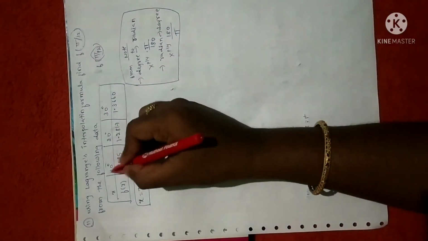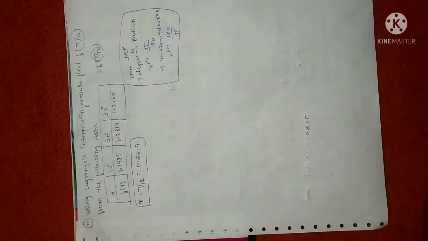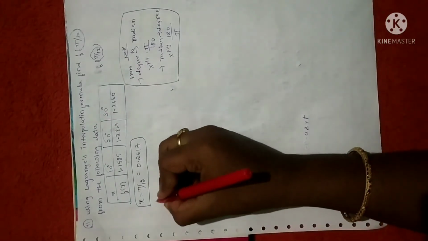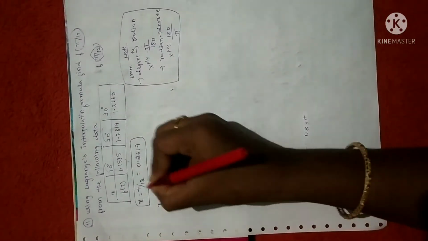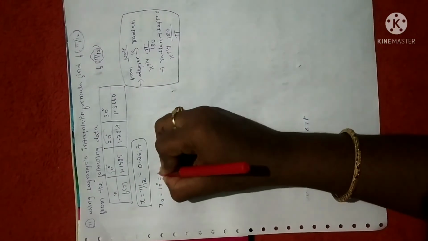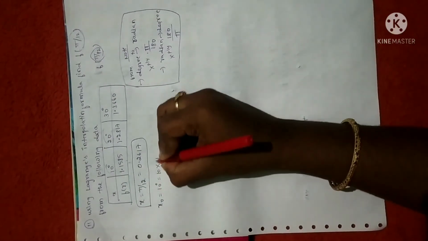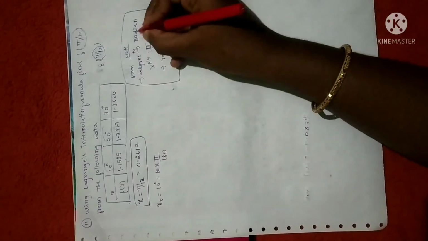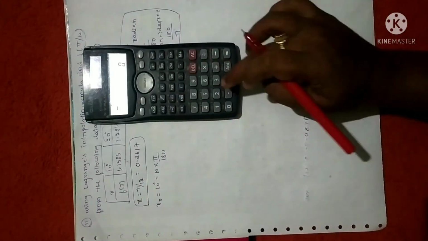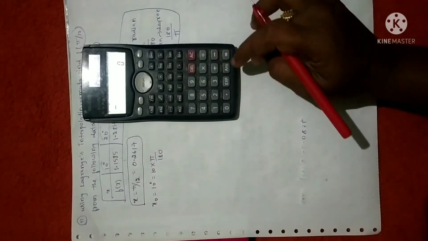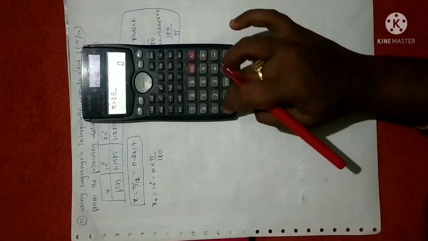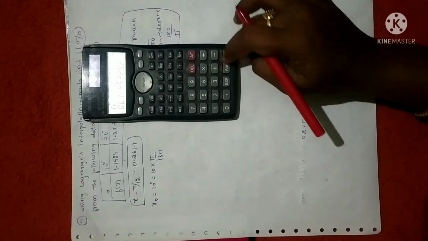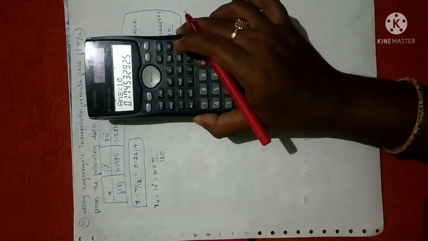Now the remaining x values are in degree. We need to convert them in terms of radian. So x naught value is 10 degree. So let me convert 10 degree into radian with pi by 180. See, it is very simple. First you calculate pi by 180 value. Shift pi divided by 180 and multiply it with 10. So you will get 0.1745.